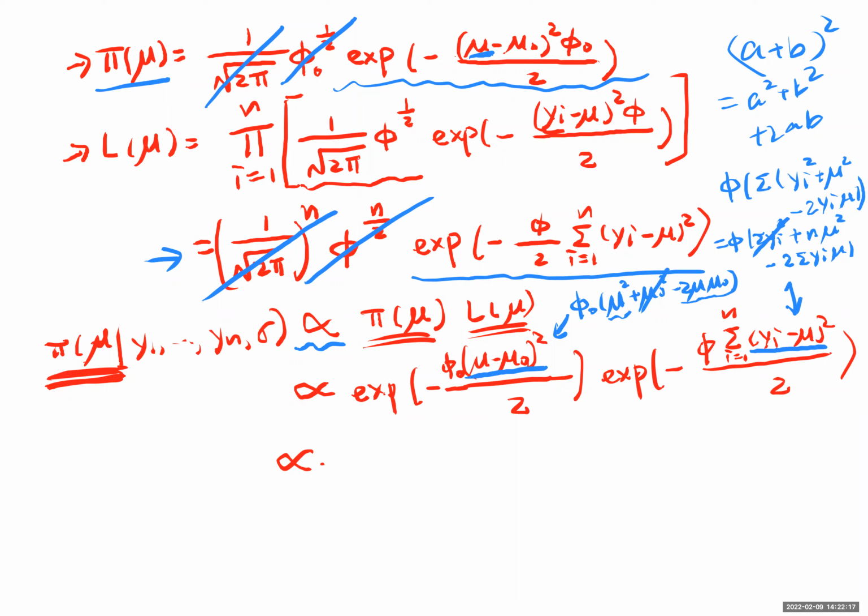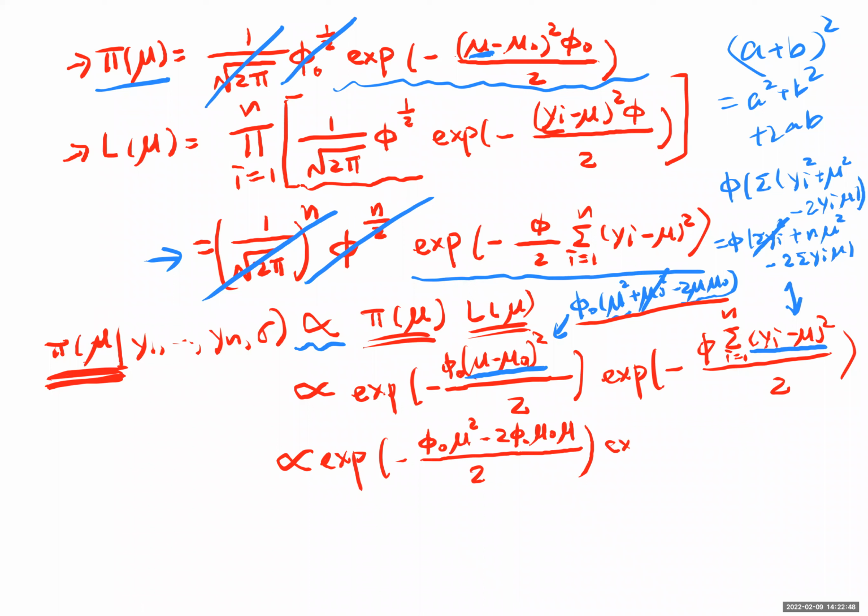So I have my exponent, and let's just keep all we need and delete all of the other things that we don't. So from here, what do we have? We have phi 0 times mu squared minus 2 times phi 0 times mu 0 and then times mu. This is what we did together. I only delete the mu zero squared. I don't need it. For everything else, I need it, so I keep it there.